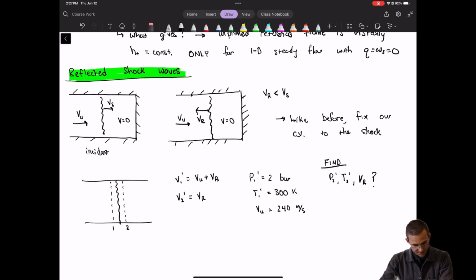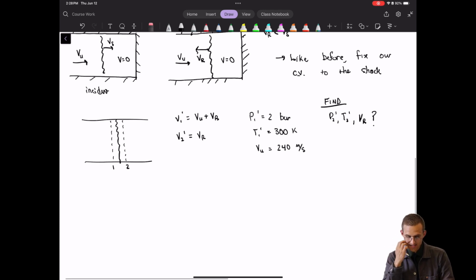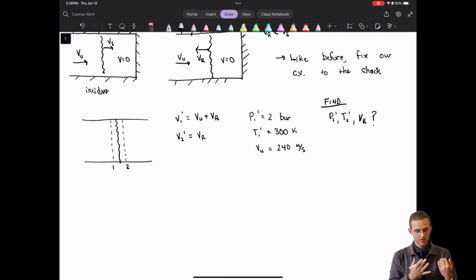So there are a couple ways to approach this, but the best way is just to start from the normal shock relations. Isentropic is not the right term there. So we showed in the last lecture how you can calculate how properties change across the shock, simply according to the upstream Mach number, right?